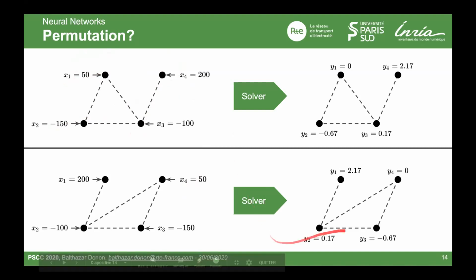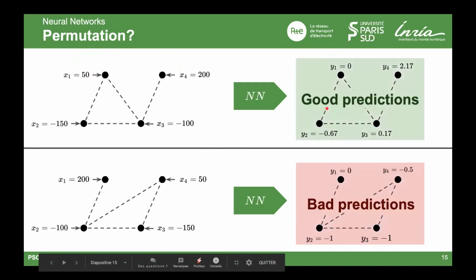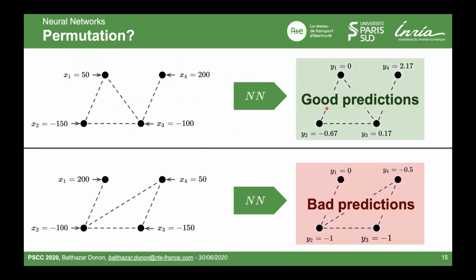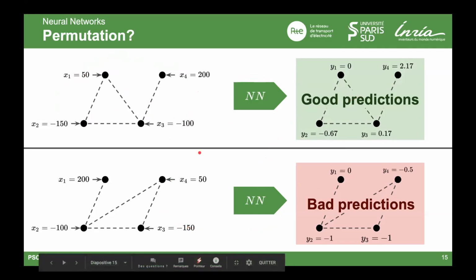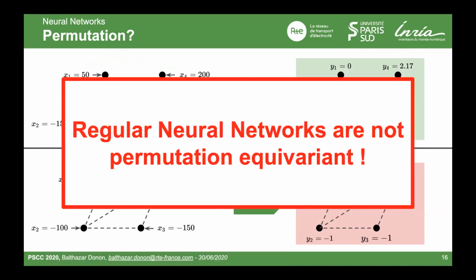But you know, the bottom is a permutation of the top of the figure. So when you use your trained neural network, it will be really good in the setup that is described at the top of the figure, but it will be extremely bad for the permuted case because it has never seen this kind of setup. So it's actually a very, very big problem because regular neural networks are not permutation equivariant.